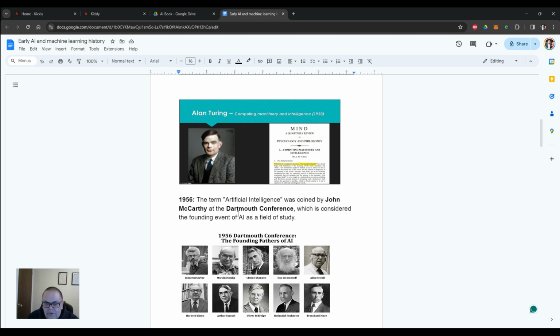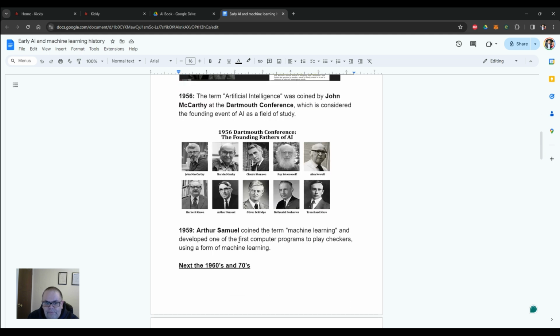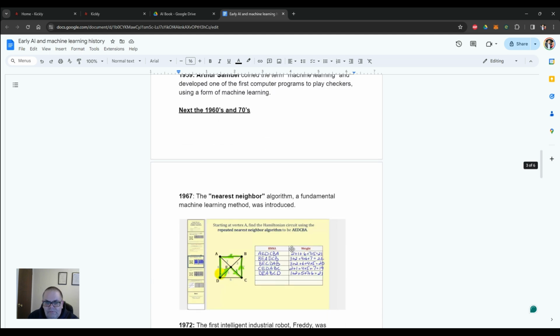There was a Dartmouth conference, and a guy called John McCarthy, who you can see here, first used the term artificial intelligence. You move on to 1959. There's a guy also there in that Dartmouth conference called Arthur Samuel. He first used the term machine learning and developed one of the first computer programs to play checkers using a form of machine learning. Next, we look at 1960s and 70s.